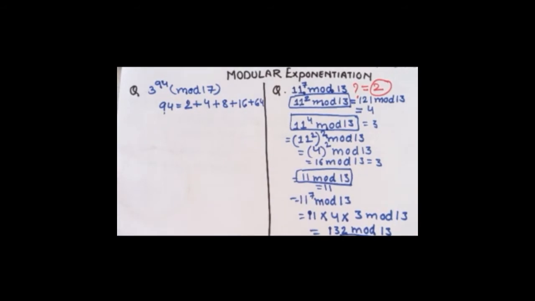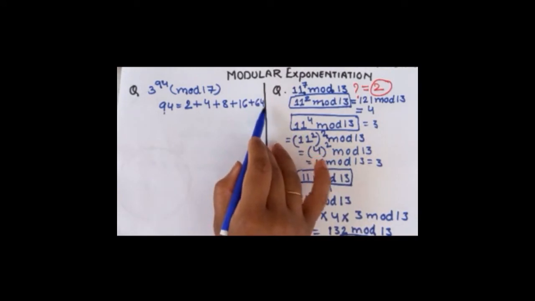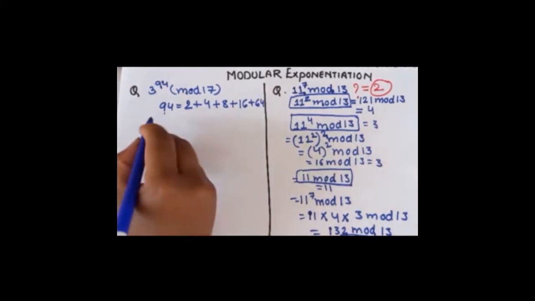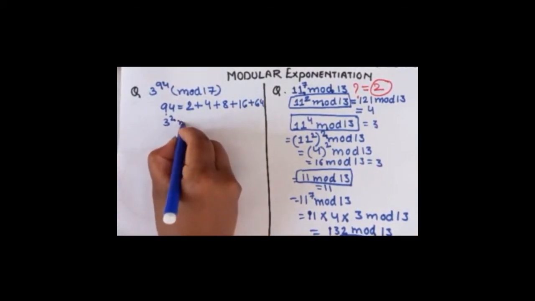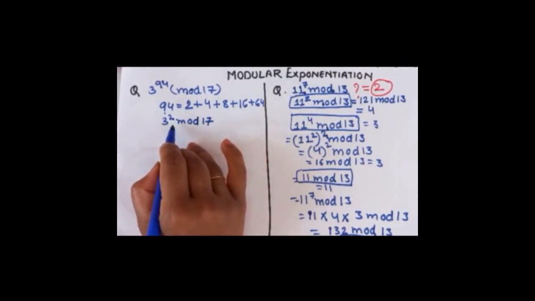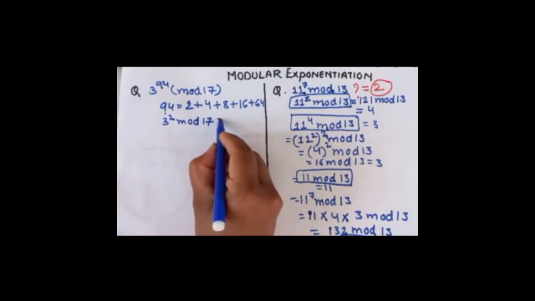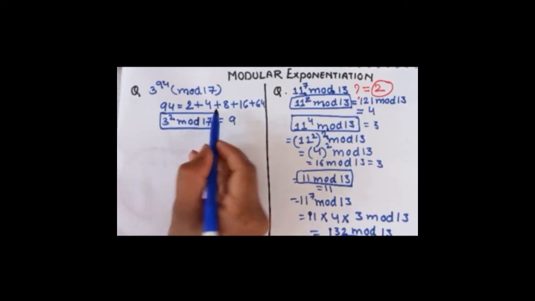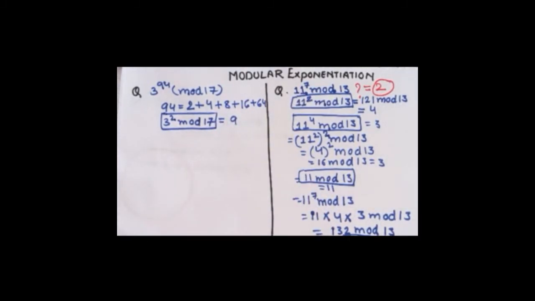So basically, as you can see here, I have taken up 94, divided 94 into powers of 2, and I was lucky enough to have the last value also as a power of 2. So there's no issue. Can we move ahead, class? Okay, so start by finding out 3 to the power 2 mod 17, which is very easy. When you evaluate 3 to the power 2, you get 9. 9 mod 17 is always 9 itself.